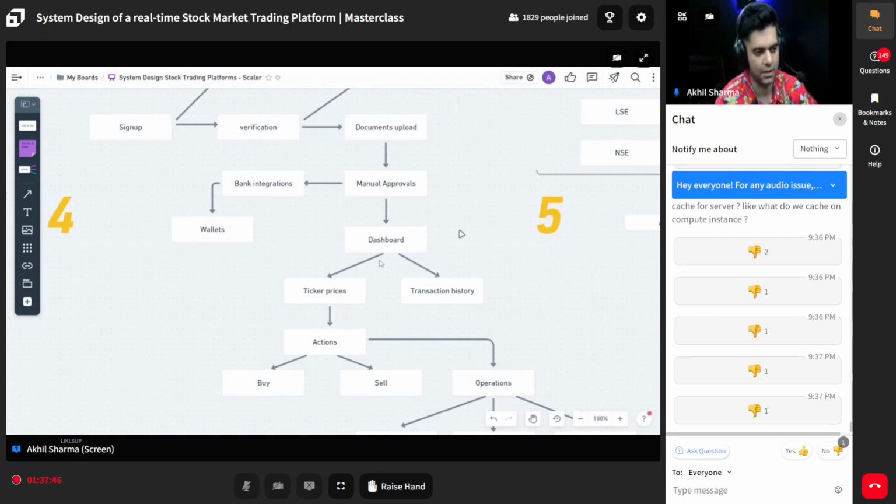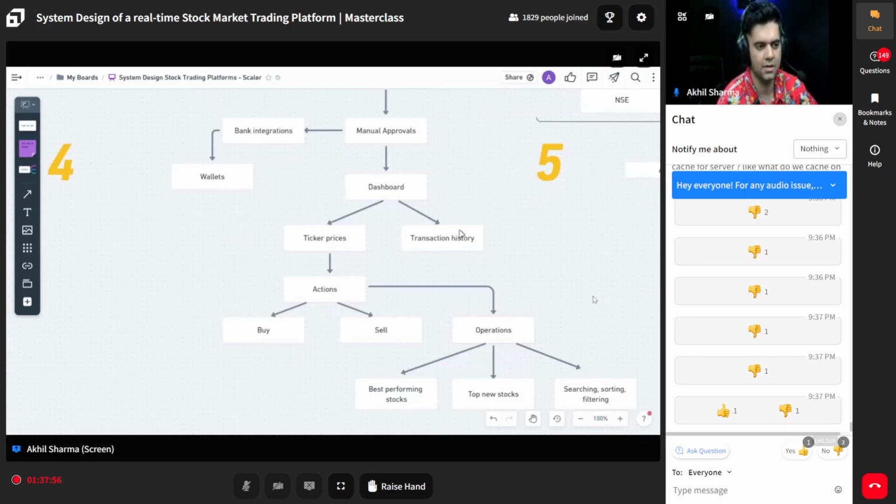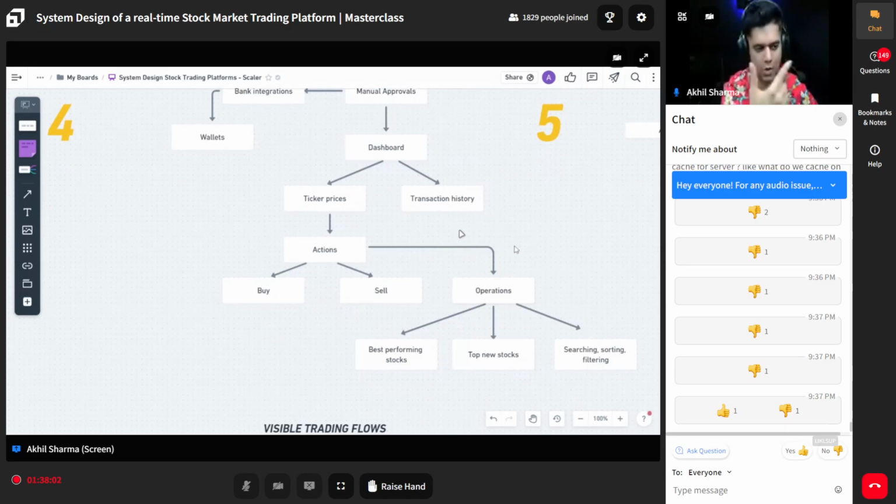And you have your dashboard, you have your ticker price. Ticker price is basically what types of currencies or stocks there are and what their prices are. And then you have transaction history, what all you've done in the past. Now I'm going through this faster because you already have access to this board. You can look at my screen, or zoom into the board yourself, so I can go faster now.